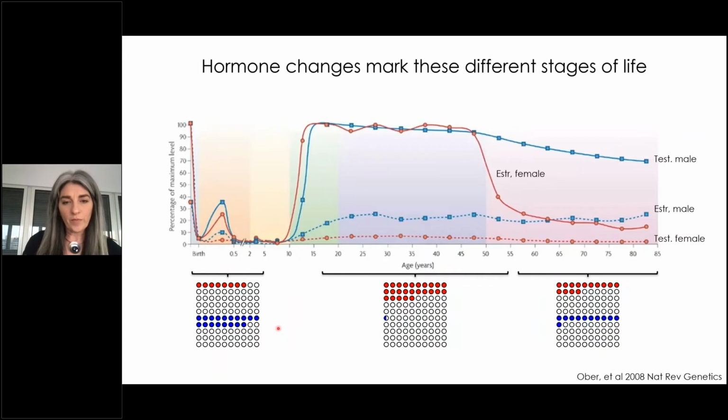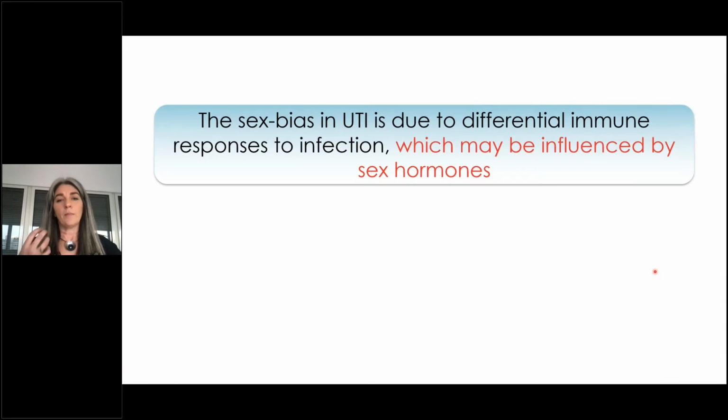So we were thinking quite a bit about this, and what really was important is that hormone changes mark these different stages of life. I've just put those same little incidence dot plots down here, correlating with pre-adolescent, adolescent, adults, and individuals who are over the age of 50. And so we thought, okay, maybe the sex bias that we're seeing in urinary tract infection is actually due to a differential immune response, which is influenced or regulated by sex hormones.